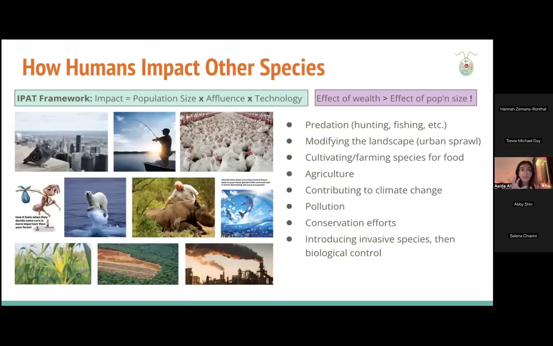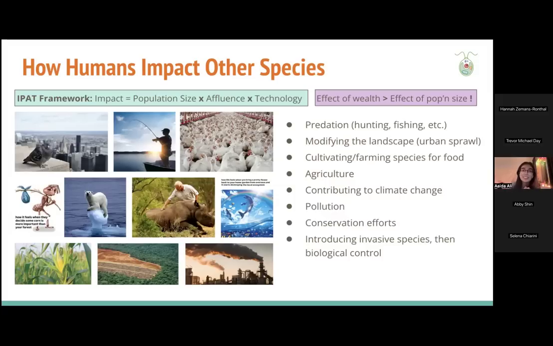And so a big thing that was stressed to you guys was that the wealth of a population has more of an impact than the population size. And that's just a really big thing to know, that wealthier populations will have more of an impact even if their population size isn't as big. And it's obviously proportional, but that's just a big thing to know.